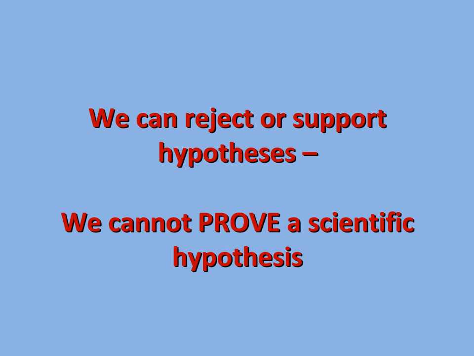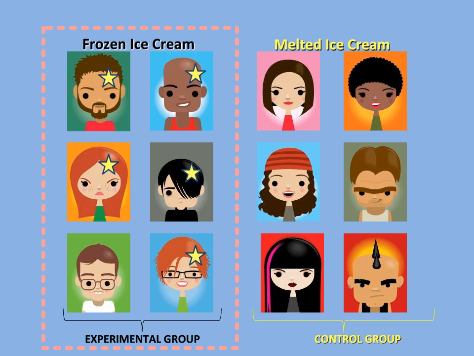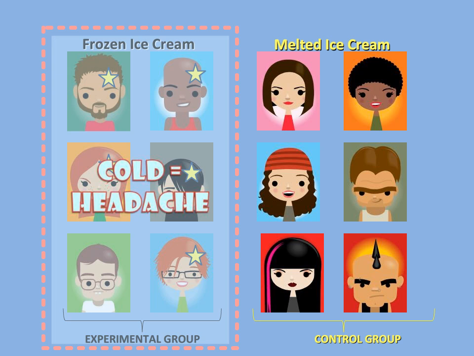Please keep in mind, we can only reject or support hypotheses. We cannot prove them. The word prove in science means that it will happen 100% of the time, and we cannot perform enough tests to show a hypothesis is always correct. But the more tests we perform, the more certain we can be about our hypothesis. Since such a large percentage of our experimental group got headaches, this supports our hypothesis that the headache is linked to the temperature of the frozen ice cream.